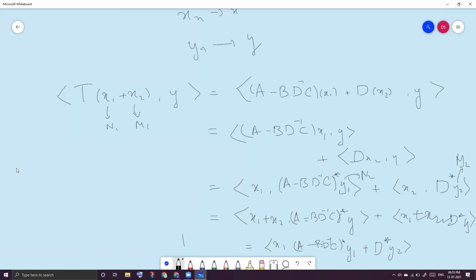So what we have is this T star of Y is of the form A minus BD inverse C Y1, S star Y1, and the D star times Y2. So this is of the form of that operator, I mean that matrix form.